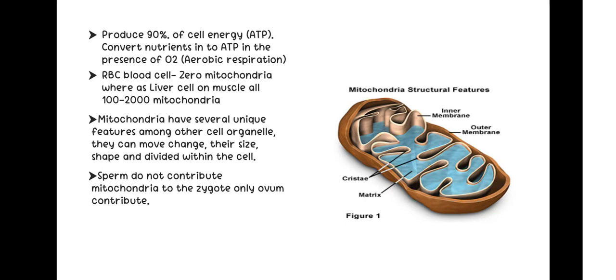Sperm do not contribute mitochondria to the zygote; only the ovum contributes. That means when a zygote is formed, it is formed from sperm and ovum, which together form one cell called the zygote. In that cell, mitochondria will be present, but they come from the ovum, which comes from the female or mother cell. In the sperm, which comes from the father, the mitochondria will be absent.